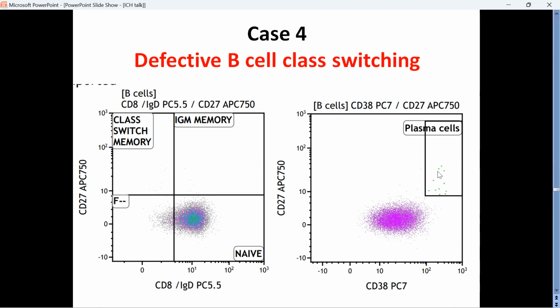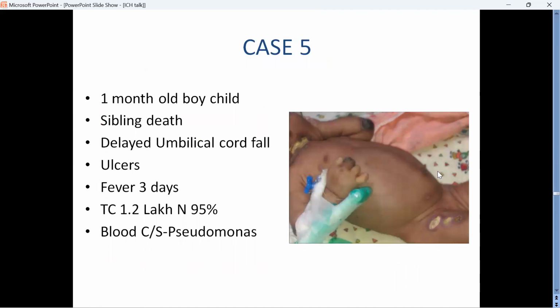So when we did the immunoglobulin profile, it was matching with that. The patient had very low IgG, IgA, and IgE, and then we sent for sequencing. It came out to be CVID. Okay. Now coming to case Y.